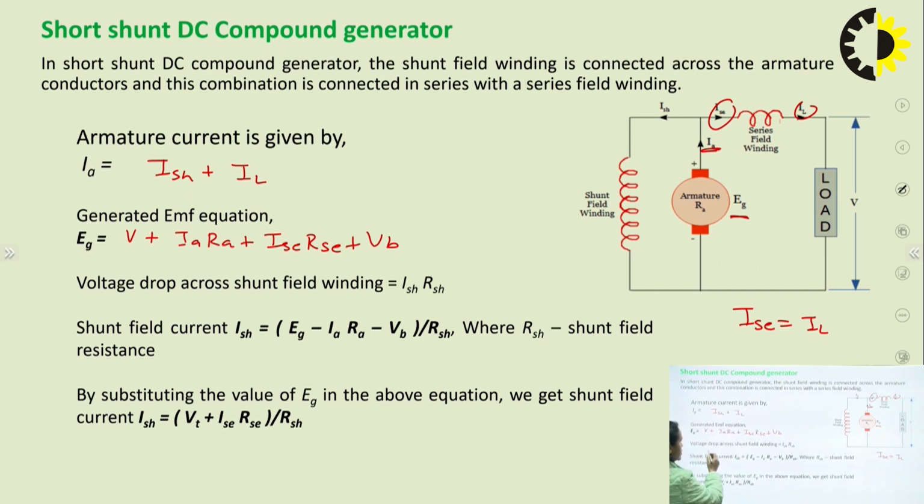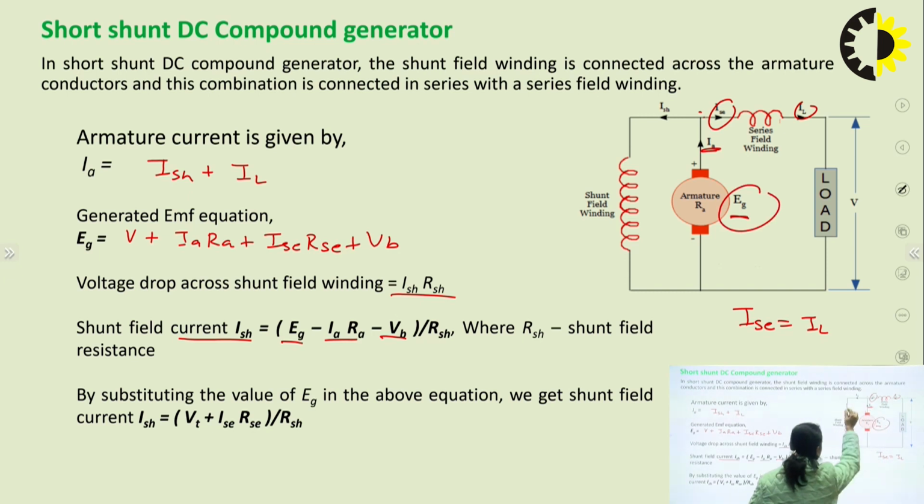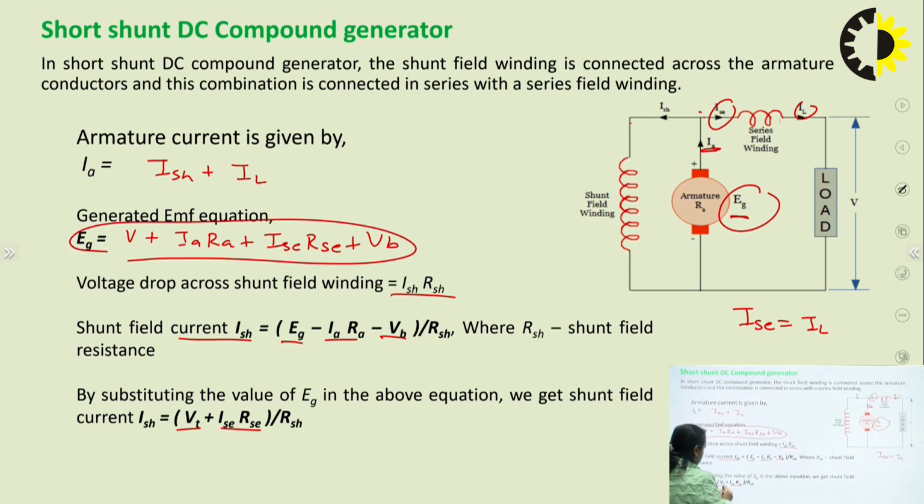Now, coming to the voltage drop across the shunt field winding, that is ISH RSH. What will be the value of the shunt field current? This will be equal to EG minus IA RA minus VB, because this is connected across the armature. So the voltage across it equals the voltage across the shunt field winding, and that is EG minus IA RA minus VB by RSH. Or we can also write it as VT plus ISC RSC by RSH. So ISH can be calculated in two ways.